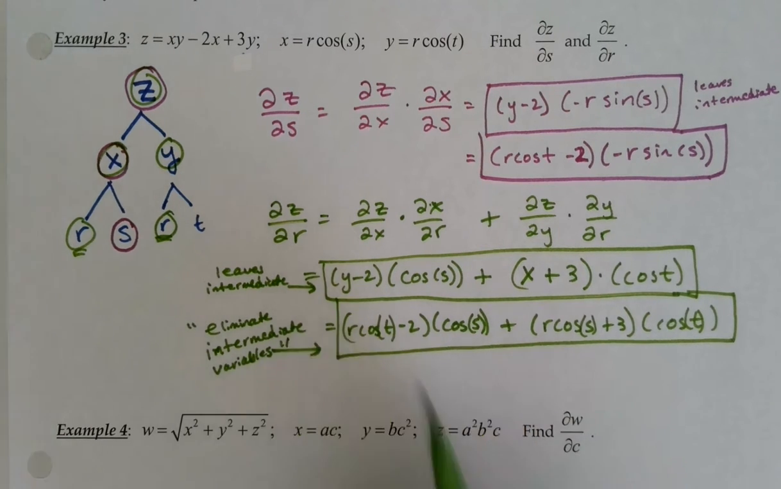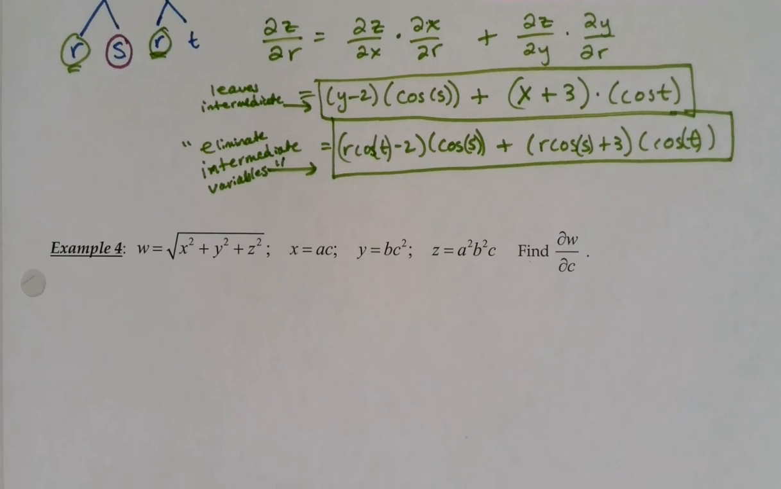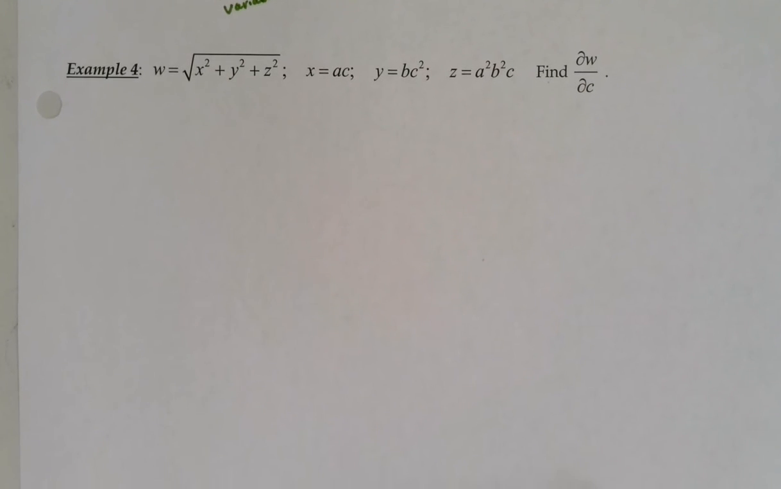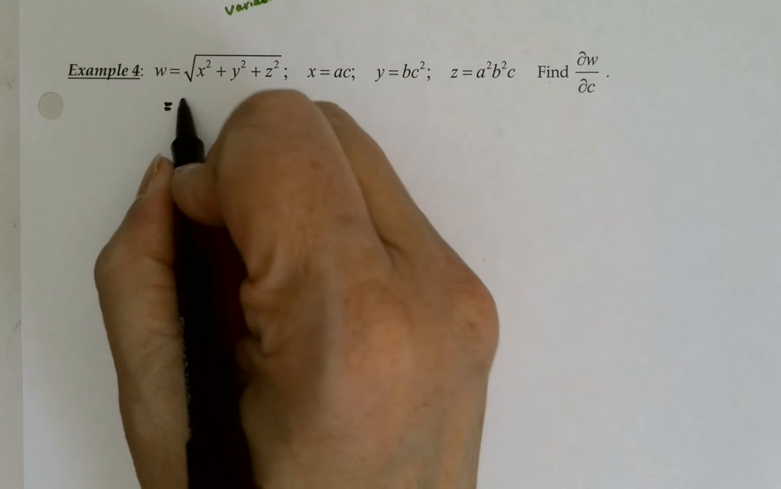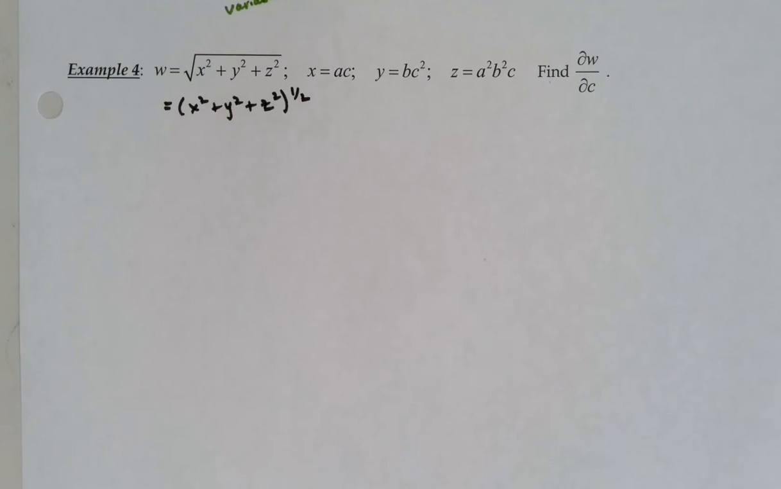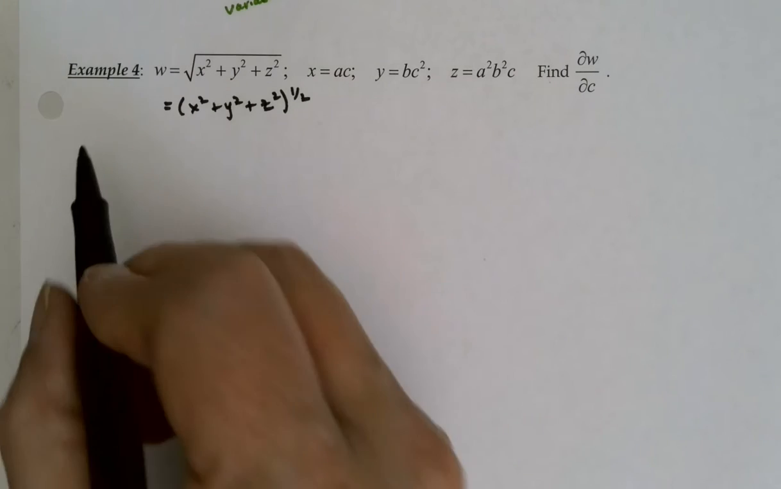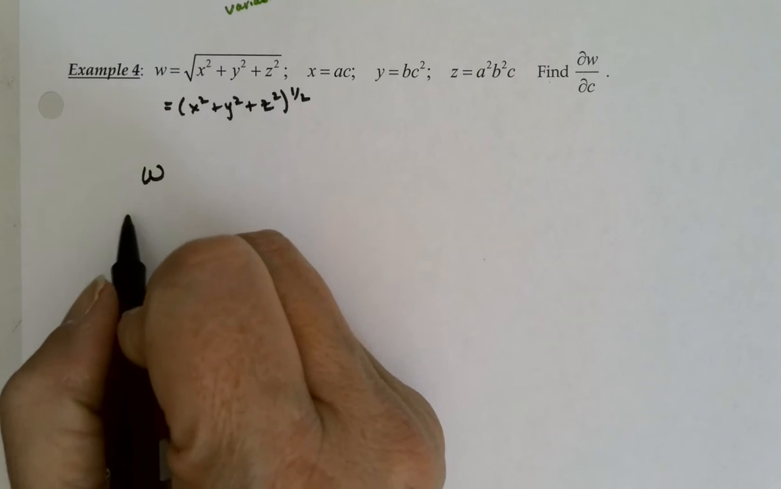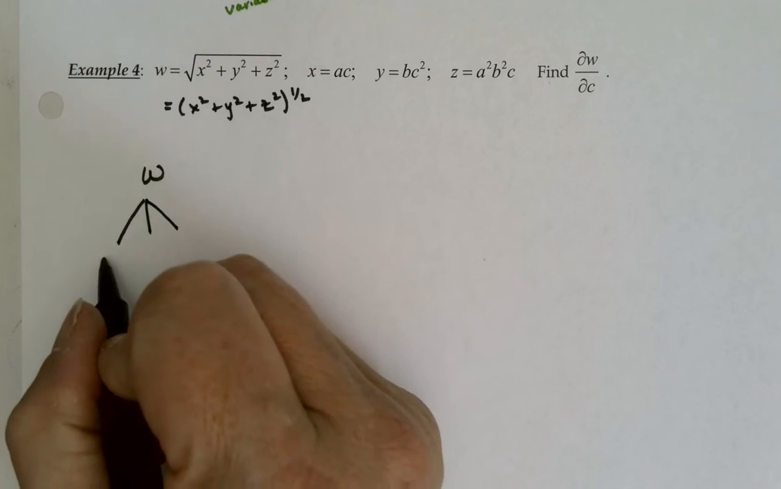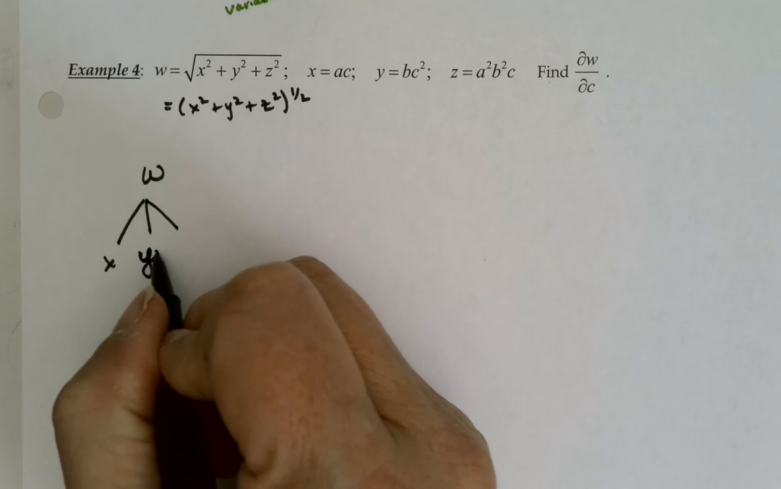Okay, let's do another one. So w is equal to the square root of x squared plus y squared plus z squared. And of course, since I'm taking a derivative, we all know right away we need to get that square root out of there. So I'm going to make this into x squared plus y squared plus z squared to the half, just for my own benefit. And then I'm going to write a little diagram. I always do a diagram. So w is dependent on x, y, and z. So x here, y here, z here.